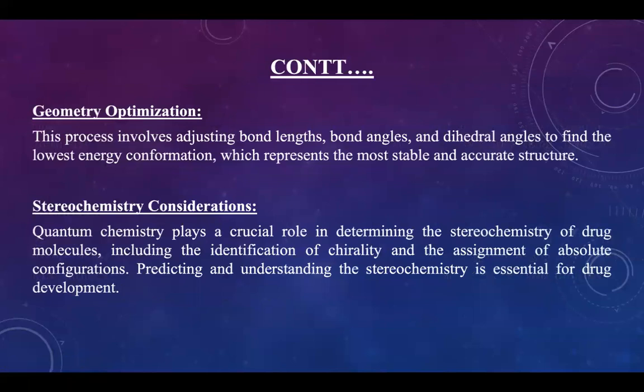Geometry optimization. This process involves adjusting bond lengths, bond angles, and dihedral angles to find the lowest energy conformation, which represents the most stable and accurate structure. Stereochemistry considerations. Quantum chemistry plays a crucial role in determining the stereochemistry of drug molecules, including the identification of chirality and the assignment of absolute configuration. Predicting and understanding the stereochemistry is essential for drug development.